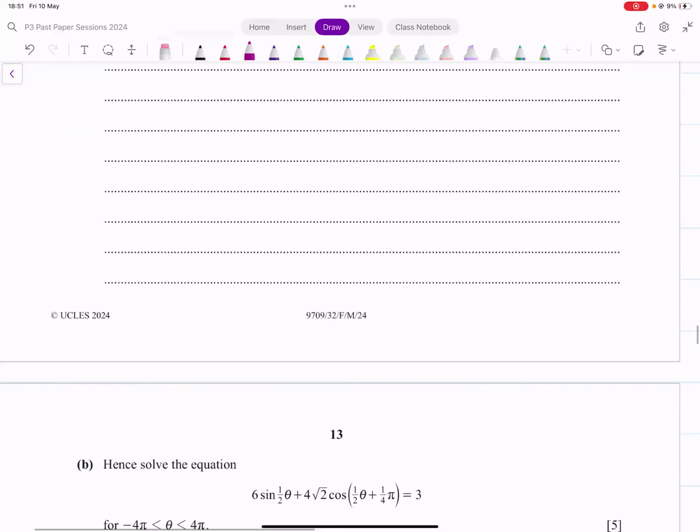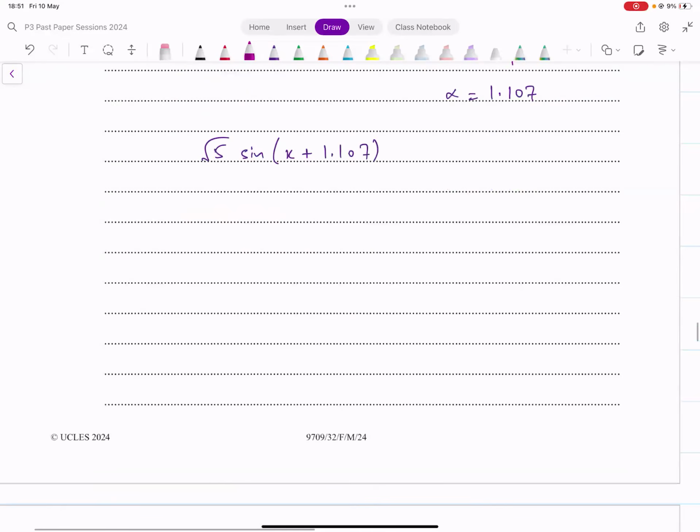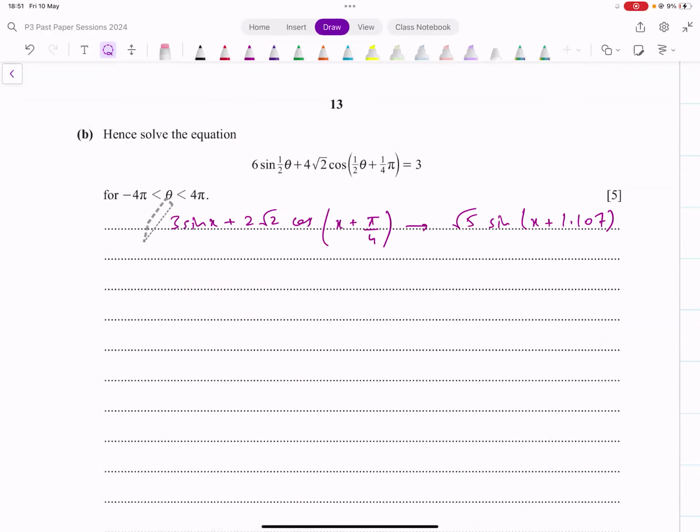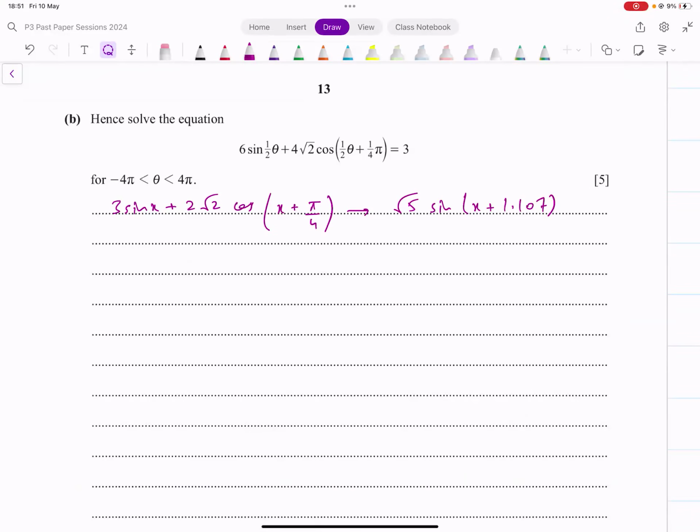This thing can be written as root 5 into sine of x plus 1.107. This is what we've done in the first part: if you had an expression like the one on the left side here, 3 sine x plus 2 root 2 into cos of x plus pi over 4, you can write this as root 5 into sine of x plus 1.107. Now let's compare the two expressions.